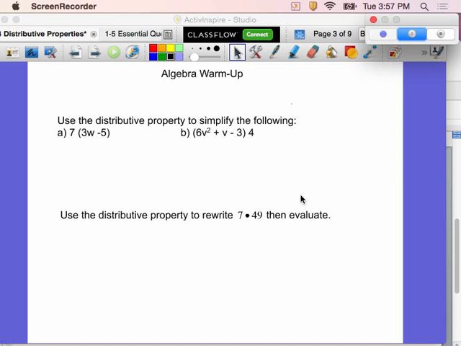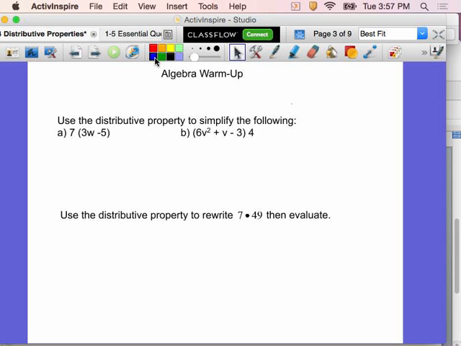So, first ones are pretty basic simplification problems, so hopefully they went easily for you. 7 times 3w is 21w. 7 times negative 5 is negative 35. Nothing else you can do, so done. Over here, it was just written funny.